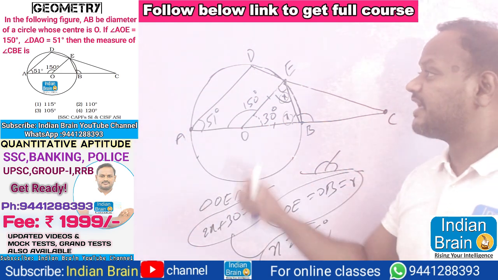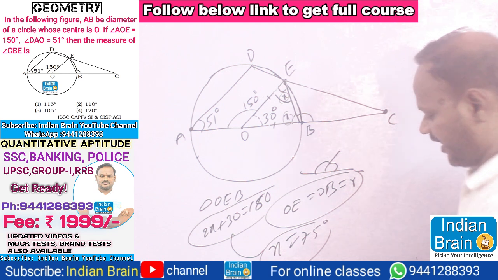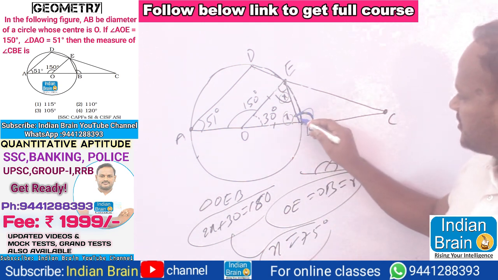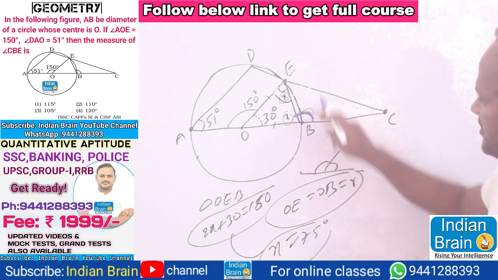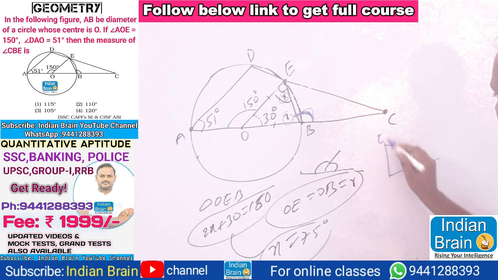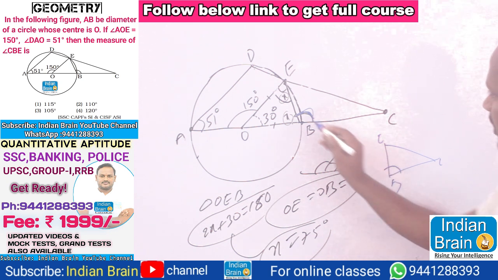What is the question asking? CBE. What do you mean by CBE? I want this part only, right? If you observe this clearly, observe this triangle first. EBC. EBC will be like this, right? Here we have the internal angle. I want the internal angle. Then what about the outer angle?